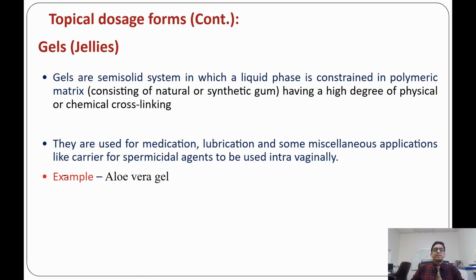Gels or jellies under the topical dosage forms. Gels are semi-solid systems in which a liquid phase is constrained in a polymeric matrix consisting of natural or synthetic gums having a high degree of physical or chemical cross-linking. They are used for medications, lubrication, and some miscellaneous applications like carriers for spermicidal agents to be used intravaginally. Example, aloe vera gel can be considered a gel.